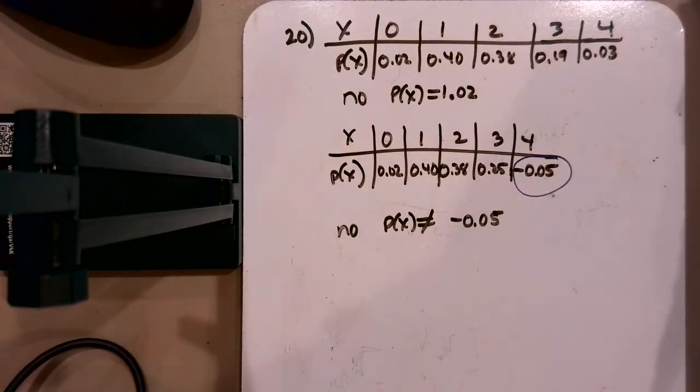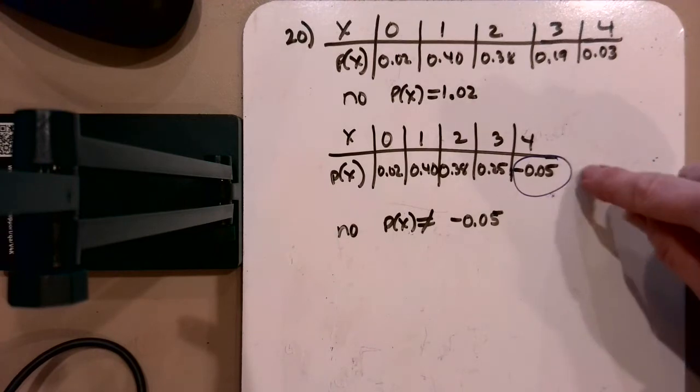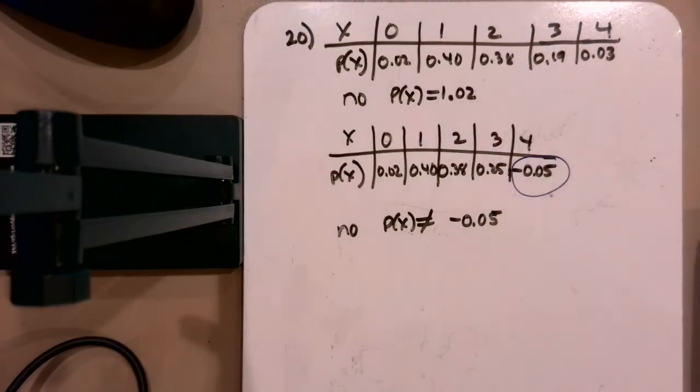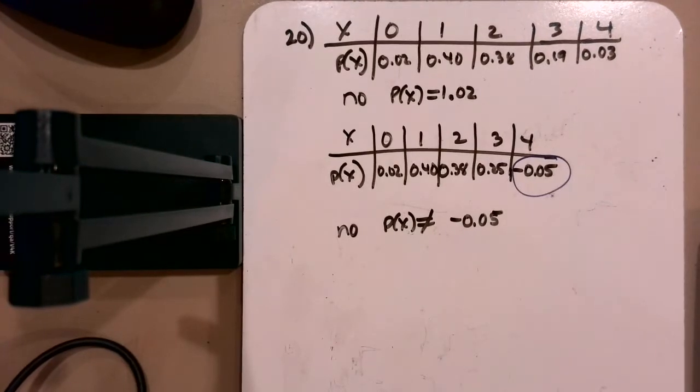One of the possible answers, which was not correct, is that the sum of the probabilities is not equal to 1. They actually are equal to 1 if you add them up, but the problem is not that. It's because you have an illegal probability of negative 0.05. And the other incorrect answer for number 20 is that it is a probability distribution, which it's not. So going on to number 21.